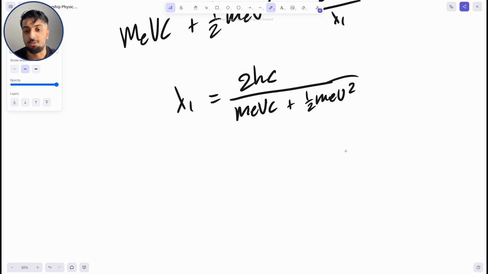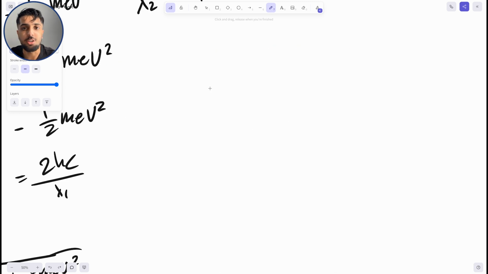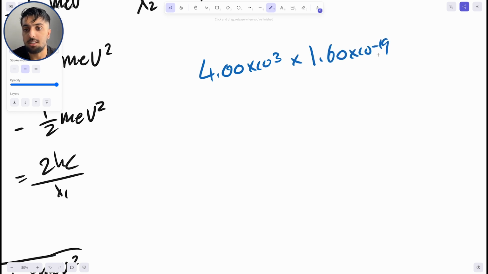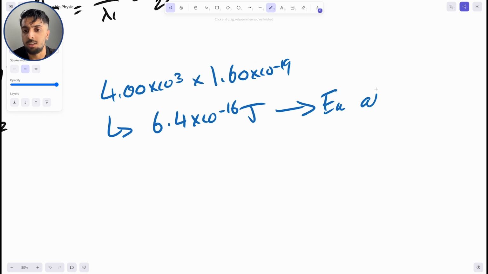So now that we have the equation for lambda 1, there's a few things we need to figure out. We know our c, because that's just the speed of light. Planck's constant is always a constant, so we have that as well. But what we don't have is the velocity of the electron and the kinetic energy of the electron. However, what we do know is that the electron gains energy of 4 keV, and therefore assuming no external forces, all this energy is going to go into kinetic energy, and therefore 4.00 times 10 to the 3 times the charge of an electron, 1.6 times 10 to the negative 19, is equal to 6.4 times 10 to the negative 16 joules. And that is the EK of the electron.